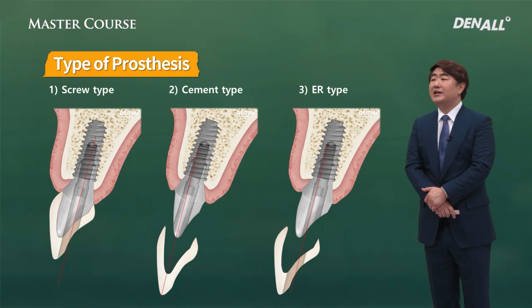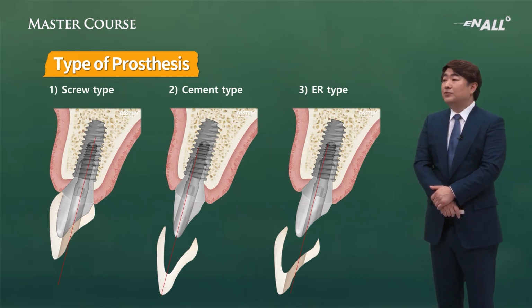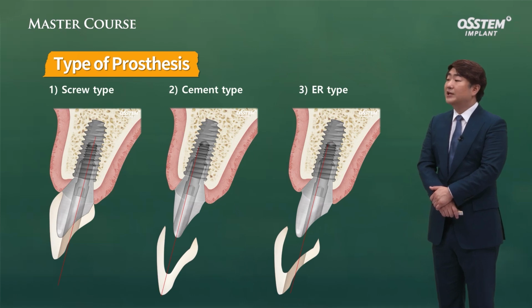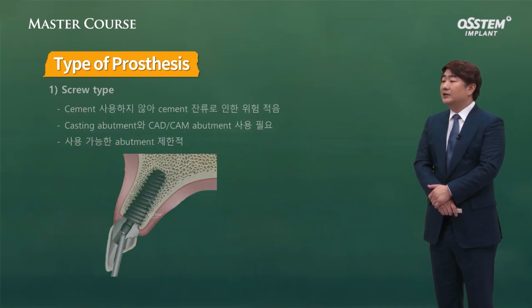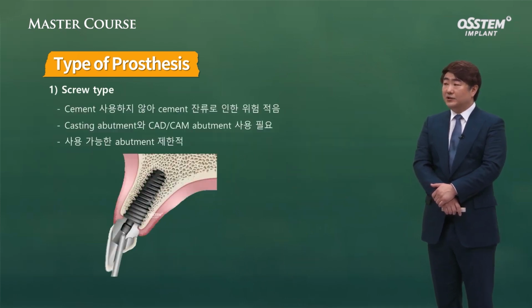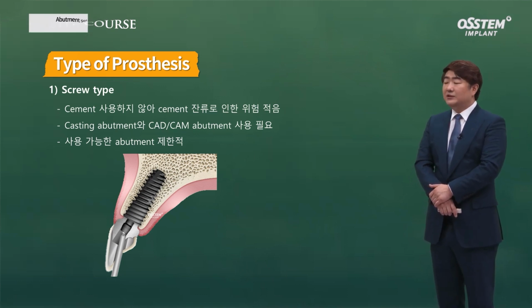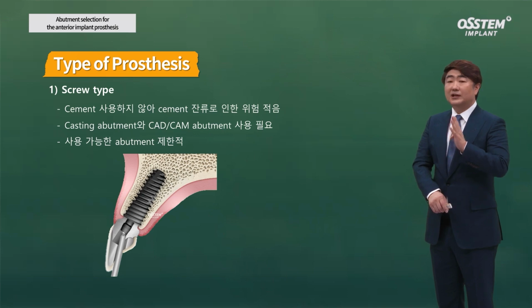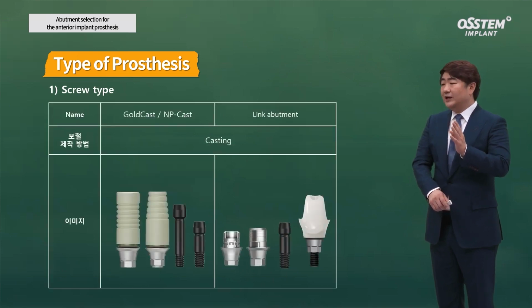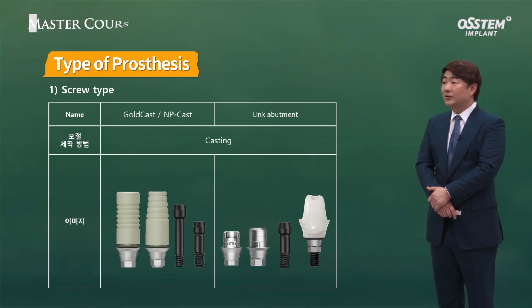And about the abutment with the prosthesis type, you have the screw, cement and ER types, and the screw type compared to the ER type is a bit different. The crown and abutment come as one, but for creating this, MP casting, the gold cast, or the link abutment are the only ones that can do it. So only two options are available for this type of approach.